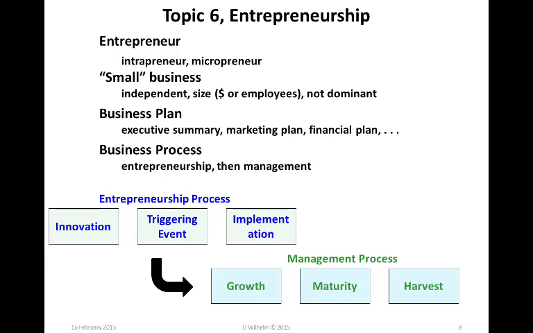The business process can be divided into two parts, the entrepreneurship part and the management part. The entrepreneurship part is an innovation, a triggering event, and doing it, called implementation. Once a business is started, at some point in time we move away from the entrepreneurship process into the management process. This includes growth, maturity, and harvest. Eventually, when the principals no longer are interested in the business, hopefully they can sell it to somebody else.